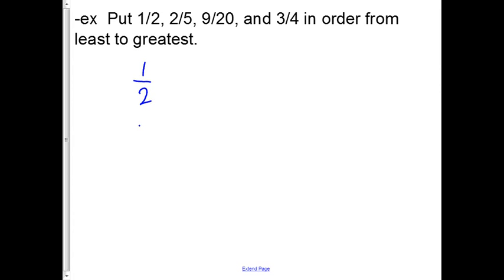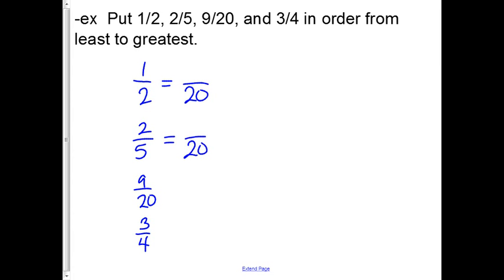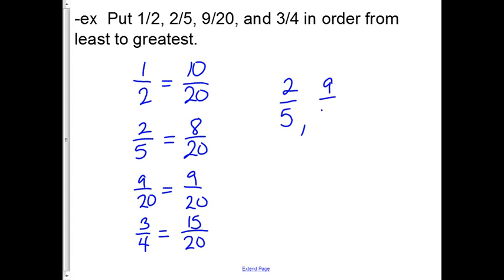All right, 1/2, 2/5, 9/20, and 3/4. When you have more than 2 or 3 fractions to compare, if you can use a common denominator, that's probably going to be the best way if you can come up with one easily. This one, you should be able to see 20 pretty easily. So 9/20 can just stay 9/20. 1/2 will be 10/20, 2/5 will be 8/20, and 3/4 will be 15/20. So that becomes pretty easy to put in order. If I'm going least to greatest, I'm going to put 2/5, then 9/20, then 1/2, and then 3/4.